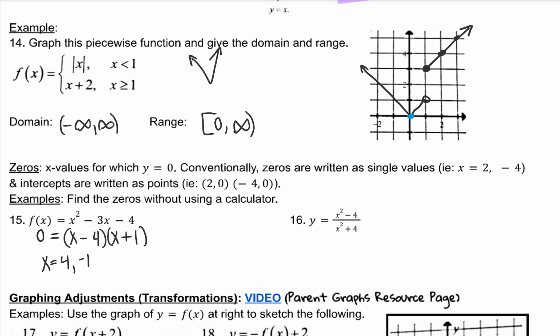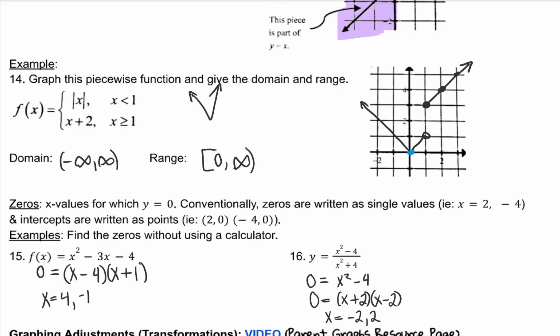To make a rational function equal to 0, we essentially make the numerator equal to 0. As long as it doesn't also make the denominator equal to 0, then those values are the zeros of the rational function. This is actually the difference of perfect squares, so it can be factored to be (x + 2)(x - 2). So our zeros are -2 and +2. And that's our review of functions and inverses.